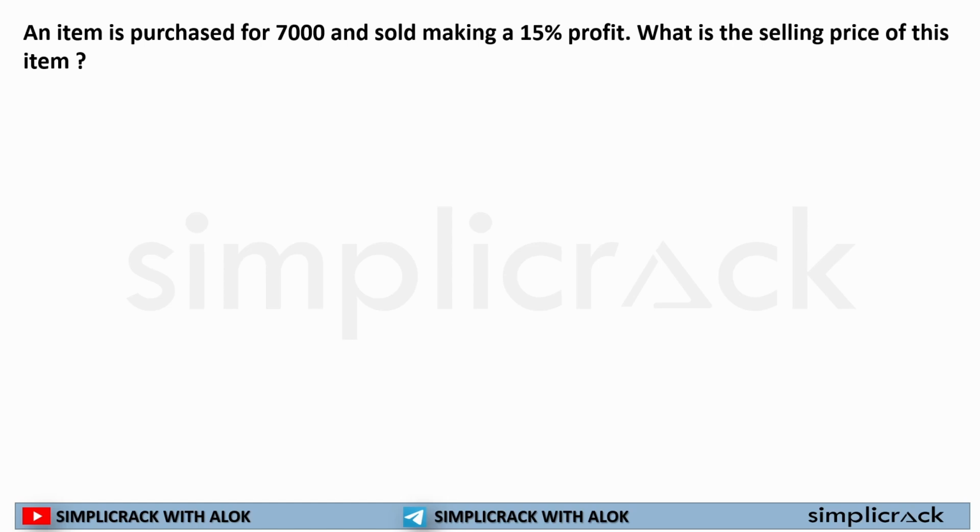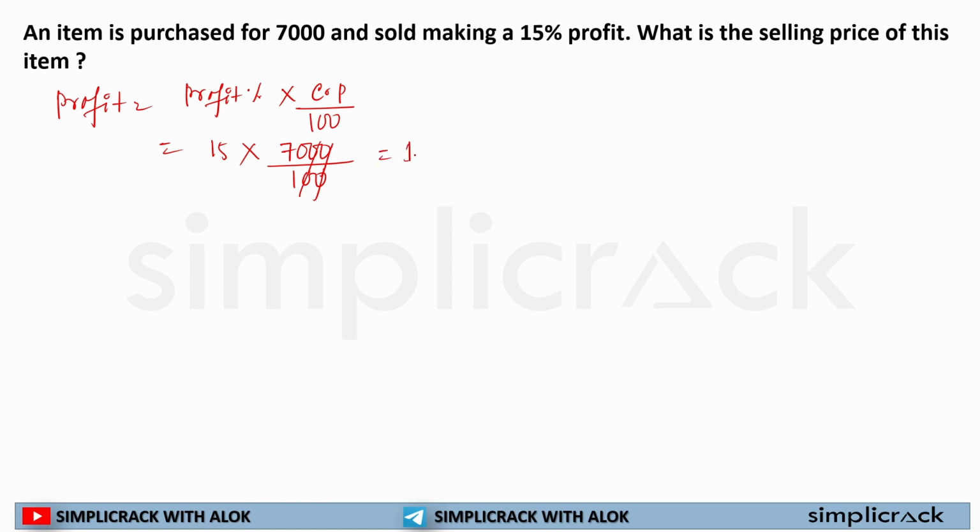Sir, as we all know, profit is equal to profit percentage multiplied by cost price divided by 100. So here profit percentage is 15 multiplied by cost price, which is 7,000, divided by 100. The zeros will cancel out. 15 multiplied by 7 is equal to 105. A 0 will be there, so my profit is 1050.